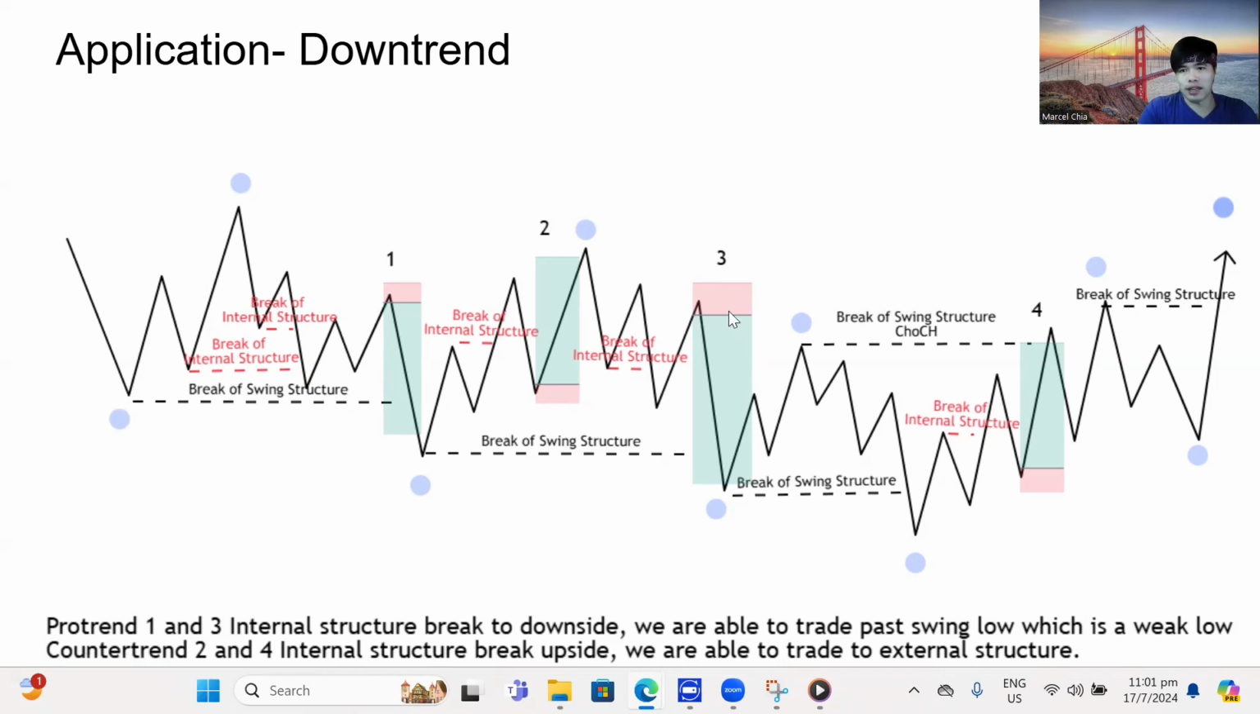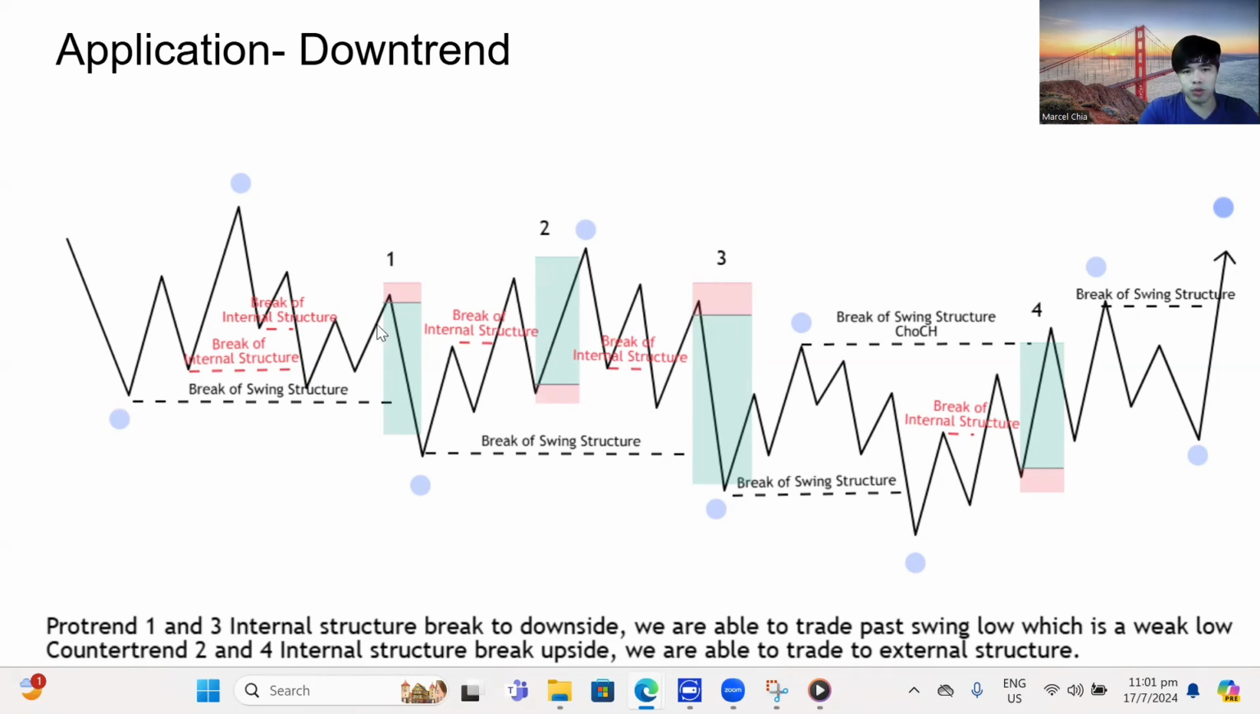So likewise, in this third example, it's the same thing where internal structure gets broken here. It realigns back to our premium zone or our supply level here, and we can ride it past this swing zone. If we are to take counter trends in this scenario, it is normally best if we wait for a break in the internal structure to the upside and let it retrace back to a discount zone. And this is where we can enter a buy from here.